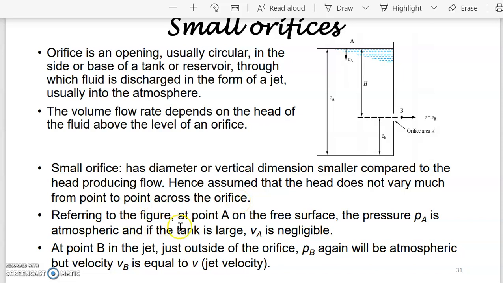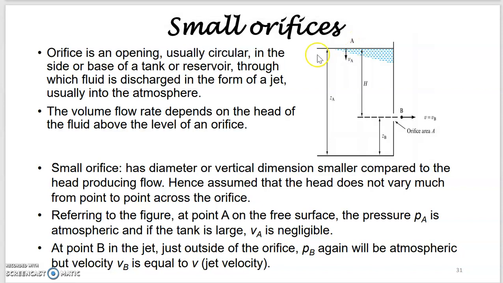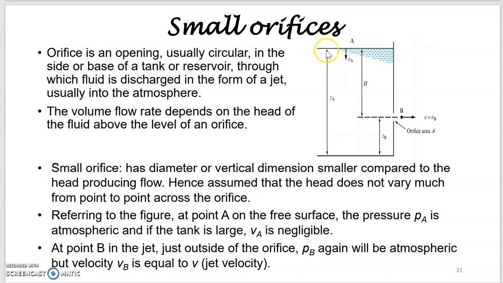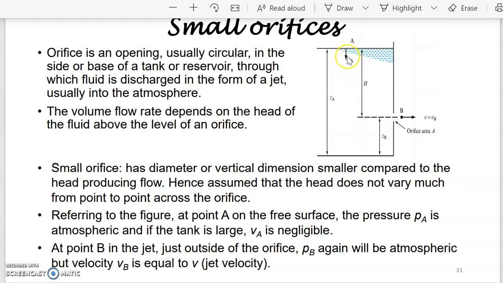Referring to this figure, at point A here, on the free surface, the pressure is atmospheric. If the tank is large, the velocity is negligible. So as we know, when the fluid is exposed to the atmosphere, the pressure is 0, and also the velocity in this tank is almost negligible. So we assume there is no movement of the fluid inside this tank.